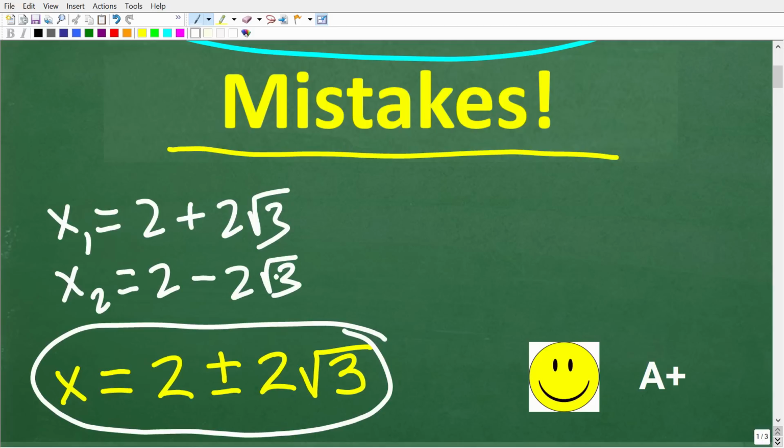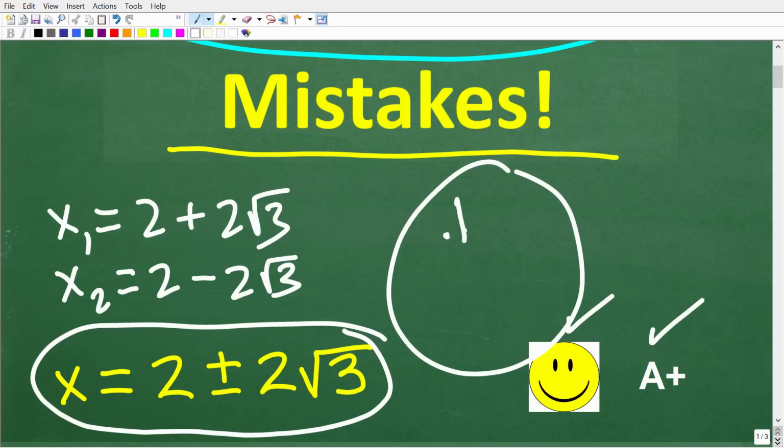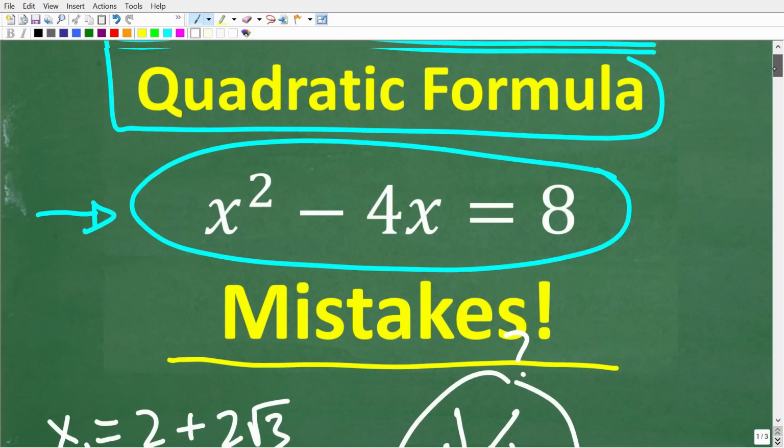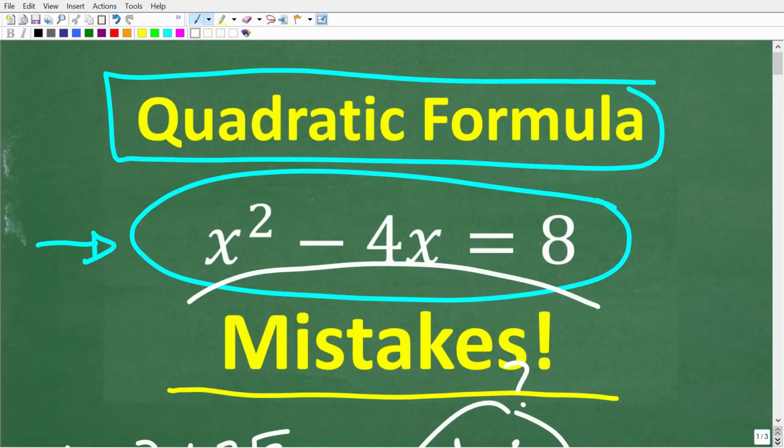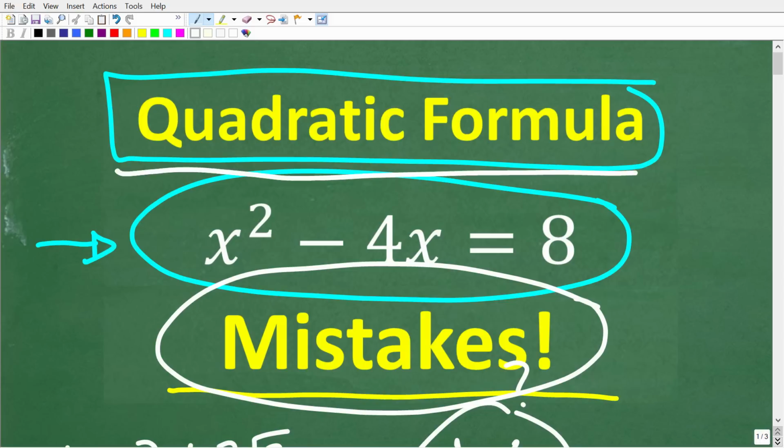All right, now, if you got this right, well, you definitely get a happy face and an A plus. And if you're like, Mr. U2 Math Man, I thought I knew this. What went wrong? Well, you probably, again, made a very common mistake. So don't get discouraged, but you definitely need to understand the quadratic formula. All right, so let's go and get into this right now.